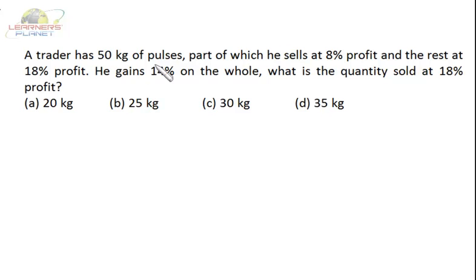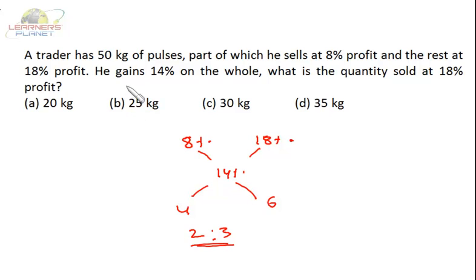A trader has 15 kilogram of pulses, part of which he is selling at 8% profit and the rest at 18% profit. He gains 14% as a whole. What is the quantity sold at 18% profit? Okay, so let's find it out. 14 minus 8 is 6 and 18 minus 14 is 4. So the ratio is 2:3.